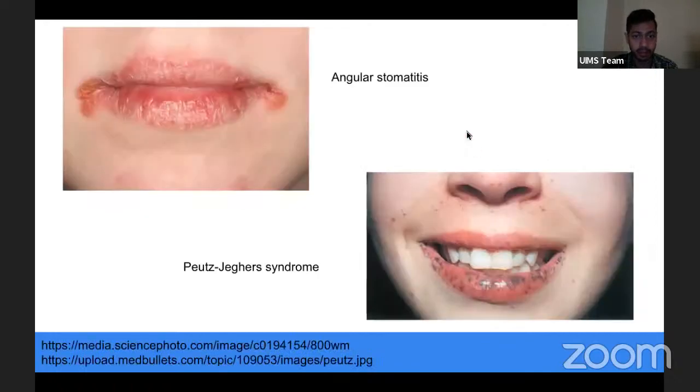And here in this image, you can see in the top left, these are the inflammatory type lesions, which are usually seen in angular stomatitis, which can be seen in forms of anemia. And here on the bottom right, these macular type lesions are very suggestive and pathognomonic for Peutz-Jeghers syndrome.